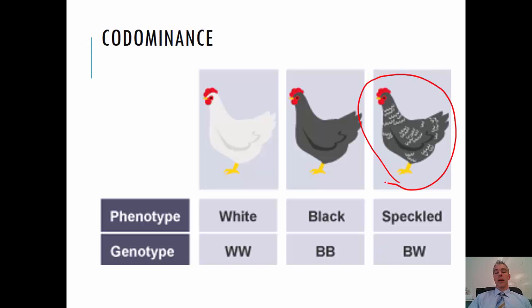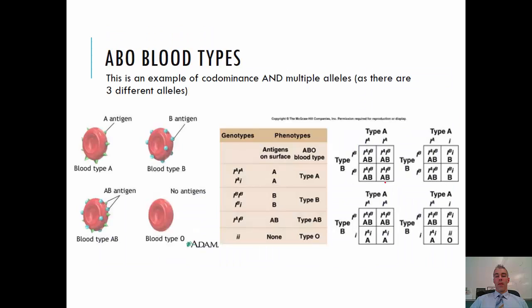So this chicken is speckled because it has both the black and the white genes to it. So if you have both, you're going to be speckled. If you're homozygous for the black, you'll be black. If you're homozygous for the white, you'll be white. The common example that they cover, though, the more complicated example, are the ABO blood types, the different types of blood that you can have.